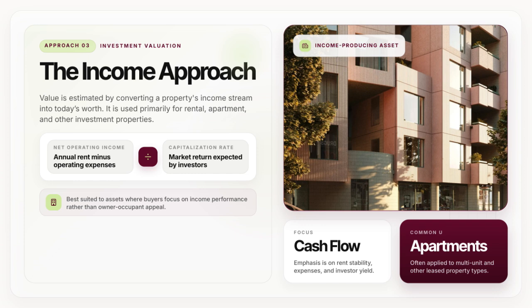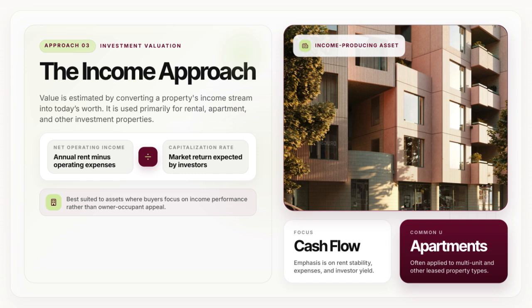One critical component here is the net operating income, or NOI, which is calculated by taking the annual rent generated by the property and subtracting the operating expenses. This gives us a clear picture of the actual income the property produces. Another vital element is the capitalization rate, often called the cap rate. This represents the market return that investors expect from similar properties. By dividing the NOI by the cap rate, we arrive at the estimated value of the property.